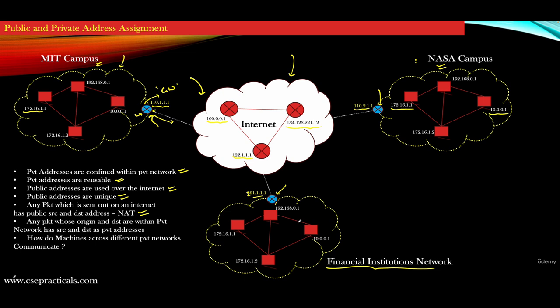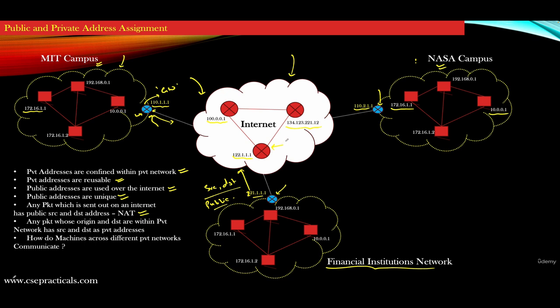Alright, so any packet which leaves the private network and goes out to the internet would have source address as well as destination address as public IP addresses. The routers which are present on the internet cannot route any packet whose destination address is a private address. The destination address can be routed by a router sitting on the internet only and only when the destination address in the IP header of the packet is a public address.